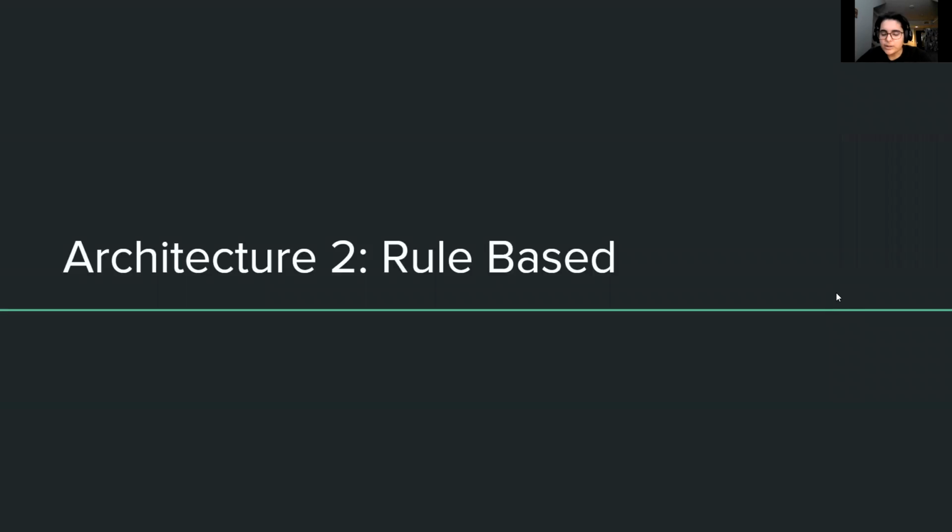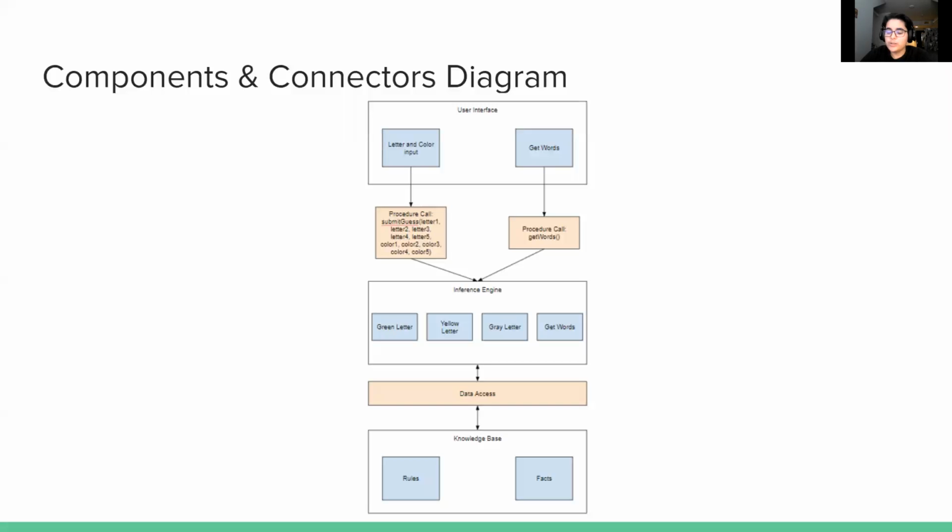The second architecture here is the rule-based architecture. Within this one, you have the user interface, which has these two options, the letter and color input, which is inputted by the user, and the words. Letter and color input has a procedure call of submit guess, and the words option has a procedure call of get words. And those are inferenced by the inference engine.